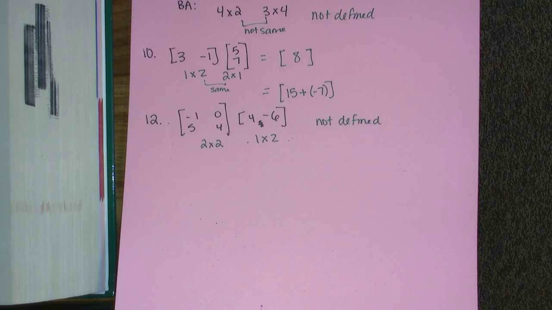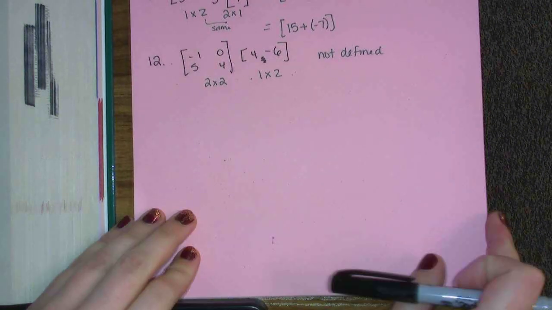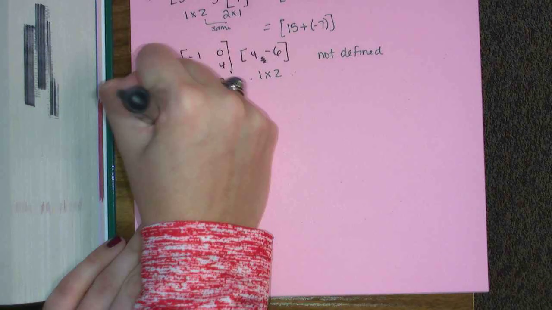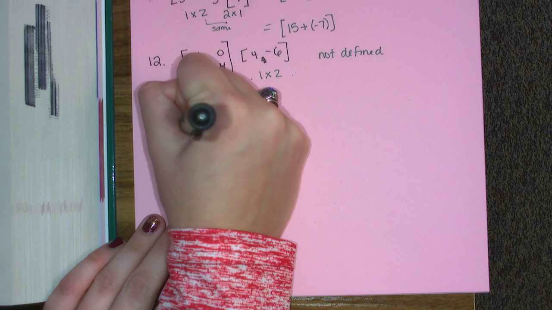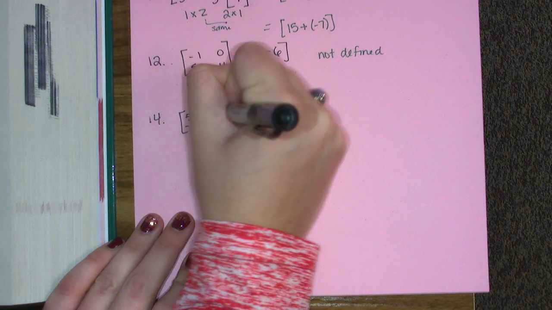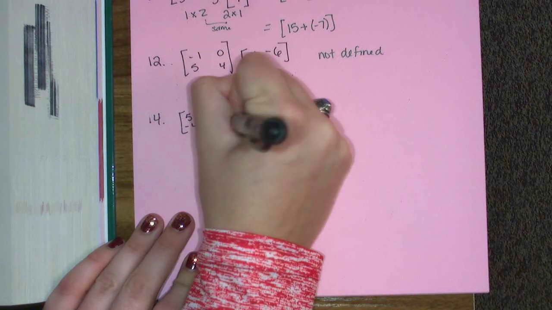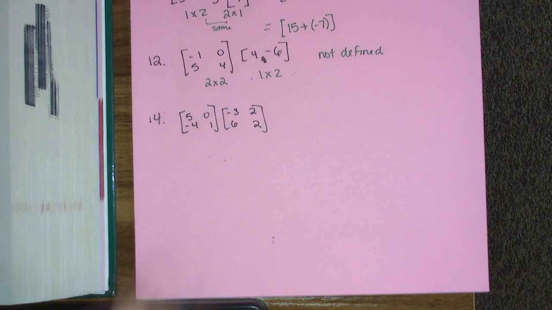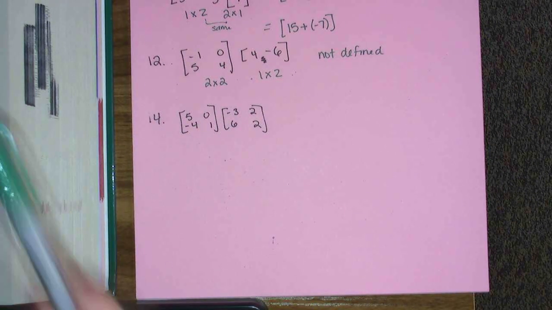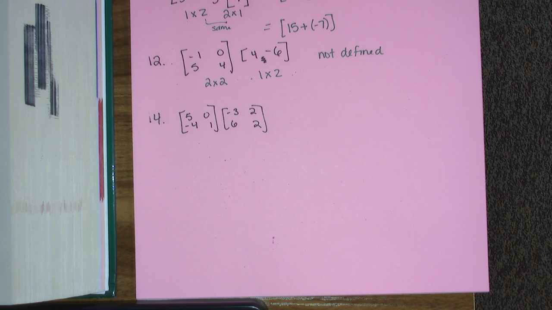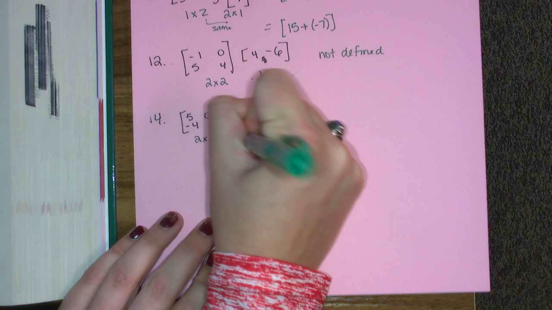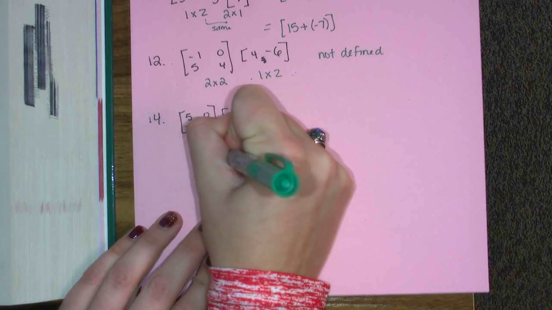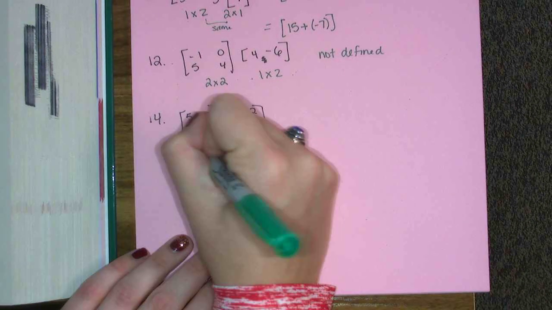Alright, 14. This is one you'll be able to see what's going on better. 5, 0, -4, 1, -3, 2, 6, 2. So what are my dimensions here? Because you always need to show that you're checking it. 2 by 2 and a 2 by 2. Same, so that's my result.